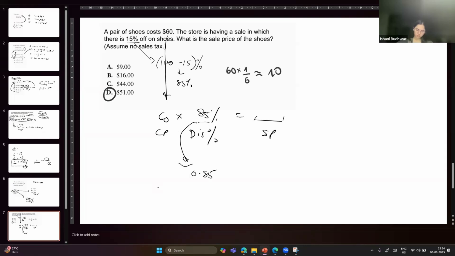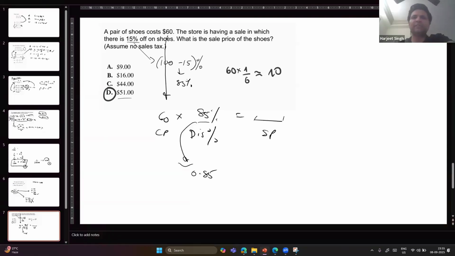And I know that 6 into 80 is 480, so the answer will be more than 48. So this is the answer. No need to use a calculator also. Because 6 into 80 will give you 480, so your answer has to be 51 only. There's only one answer above 48. Okay. So this is the best way to set it up. Something like this. Okay, let me see if I have another problem for this.